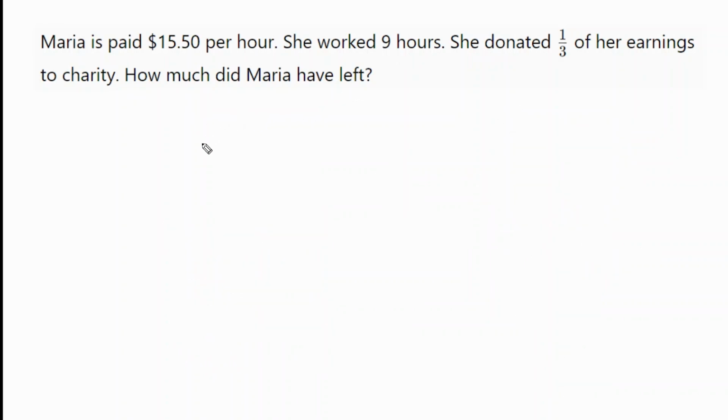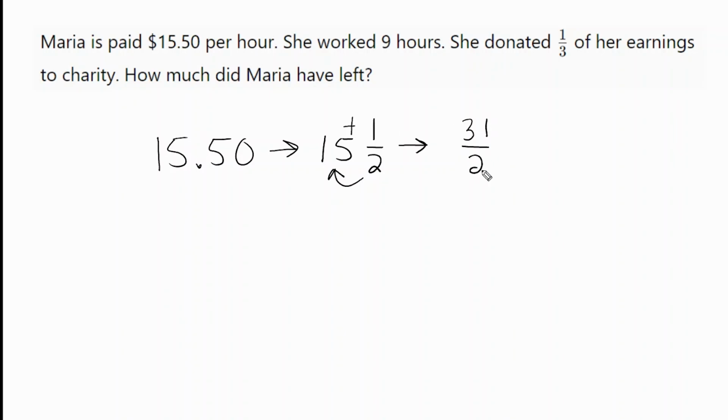Now, another way we can do this problem is to understand that $15.50 as a fractional amount is $15.50. And then I'm going to rename this as an improper fraction. 2 times 15 is 30, plus 1 is 31. So I'm going to write that as 31 halves. 31 halves dollars is like saying you have 50 cents, which is half of a dollar, 31 times. That's the same thing as $15.50.